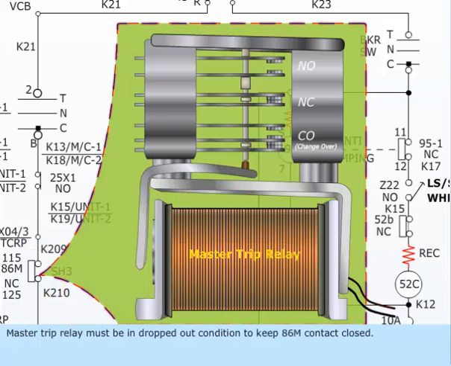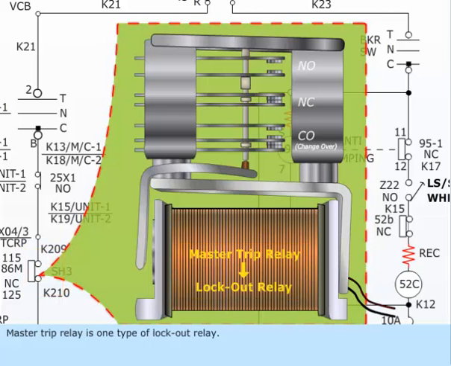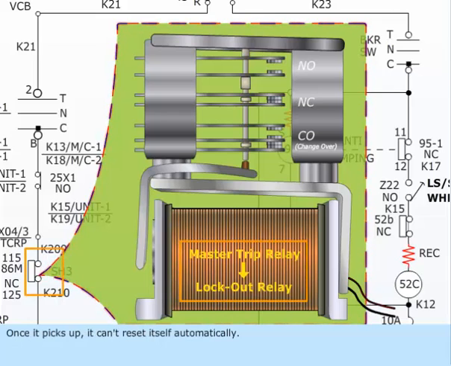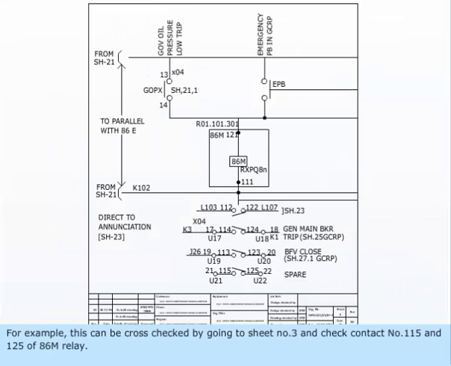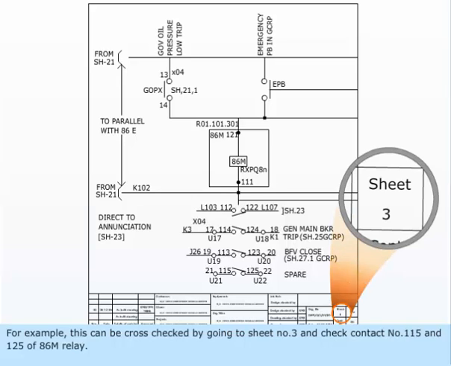Master trip relay must be in dropped out condition to keep 86M contact closed. Master trip relay is one type of lockout relay. Once it picks up, it can't reset itself automatically. This relay has to be reset manually. For example, this can be cross-checked by going to sheet number 3 and check contact number 115 and 125 of 86M relay.